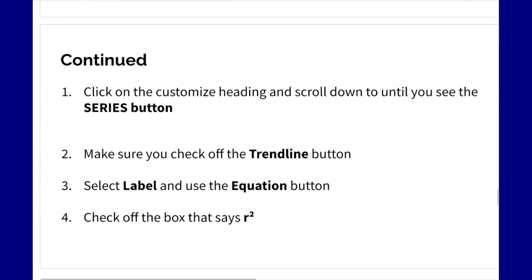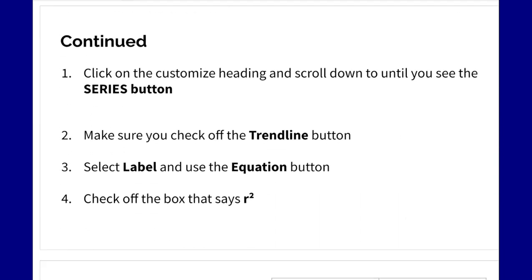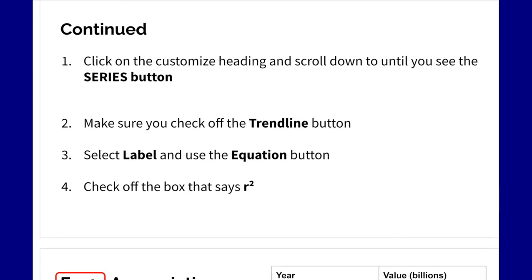And then we're going to go through some customized options. And again, I'll walk through all of these with an example. But you're going to basically click on the series button, check off trend line, select label, use equation, and then check off the box that says R squared value. So it basically allows you to do all those calculations for you.